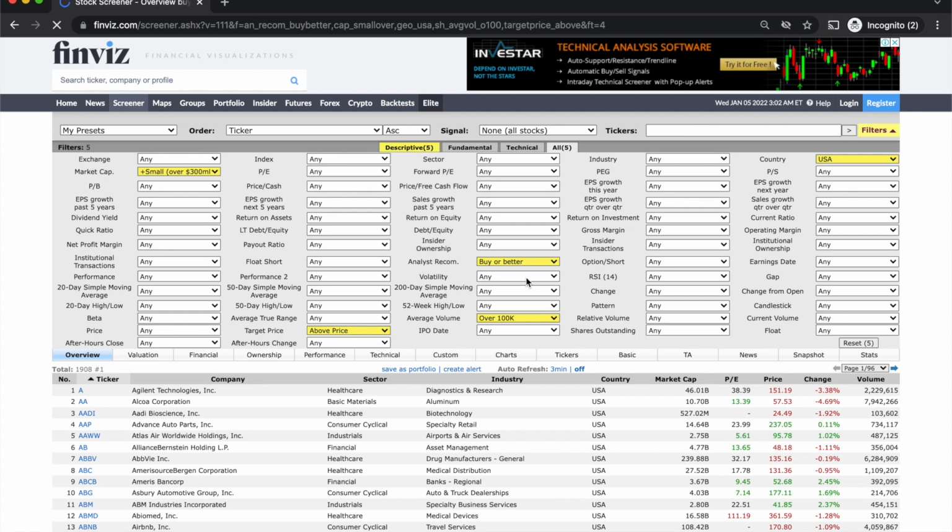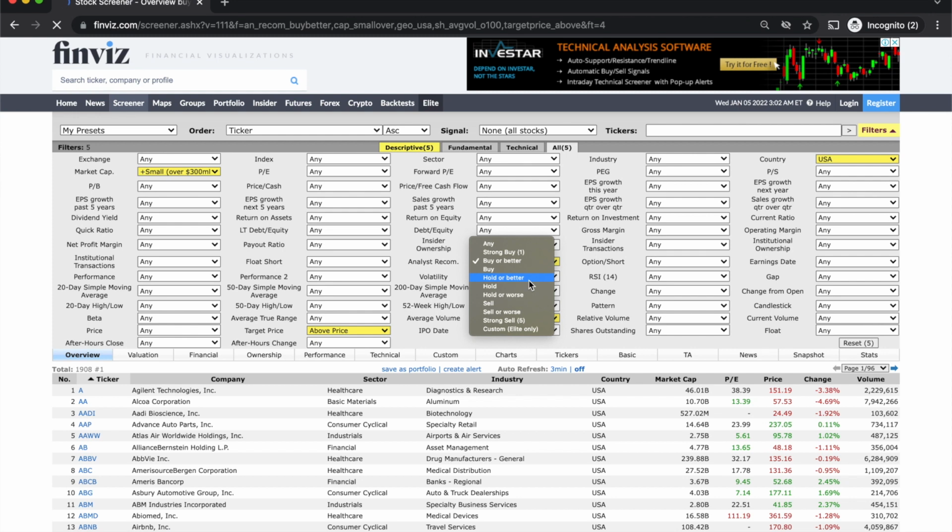Now, this is something which you can tweak to a certain extent. So sometimes you can use a hold or better, because a hold is a position which is not necessarily negative. So the analysts are not saying that this stock should be sold. They are just not giving you a buy or a strong buy recommendation. So I would leave this to be tweaked by the individual people who are trying to use the screener.